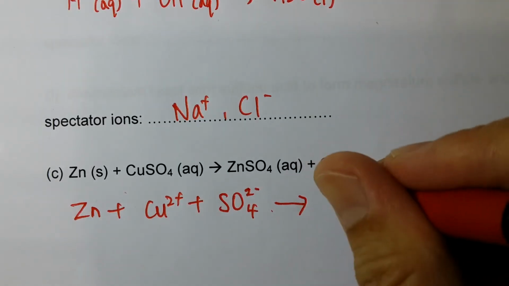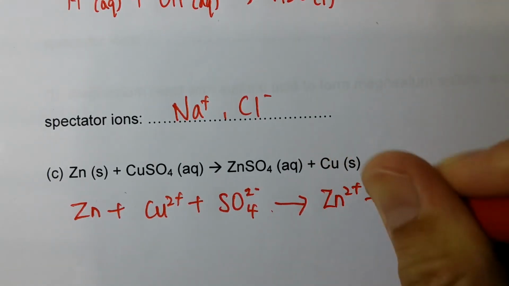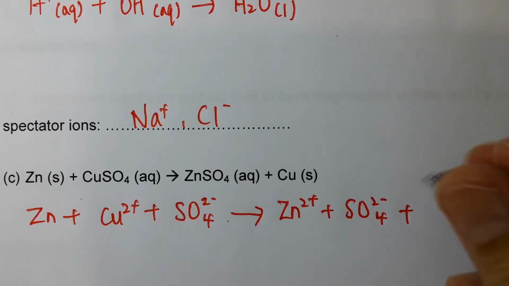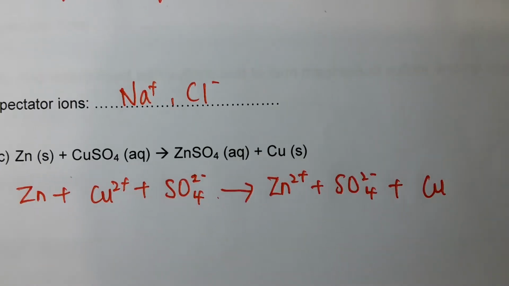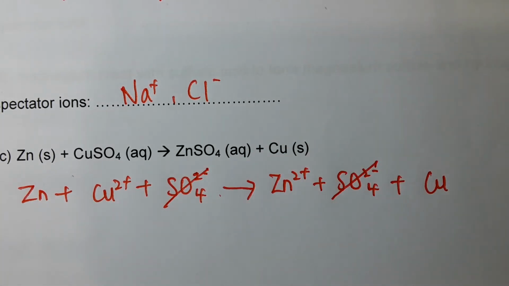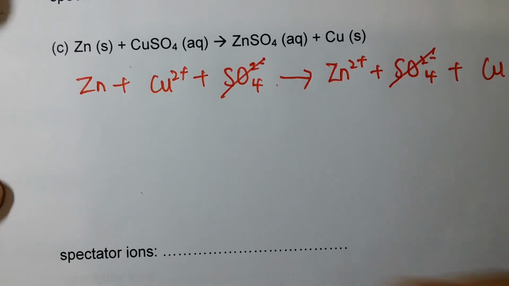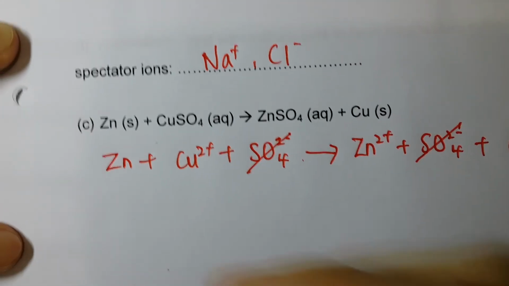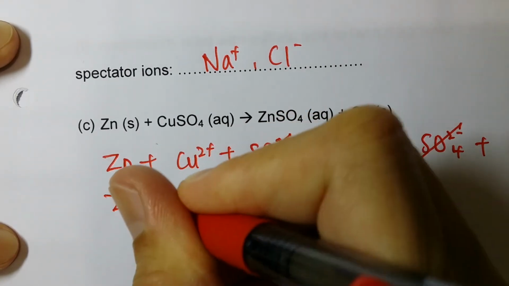Zinc sulfate, split it into zinc ion and sulfate ion. Copper remains as Cu. The lone spectator ion is SO4 2 negative. And of course, after that, we have to rewrite it. This is solid.